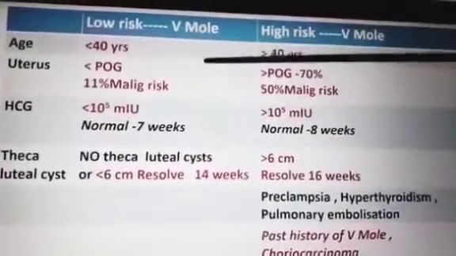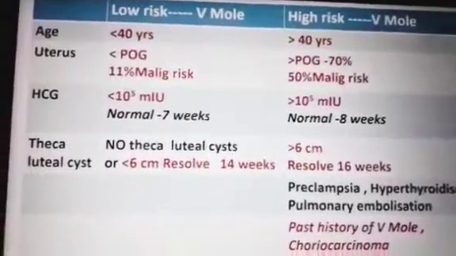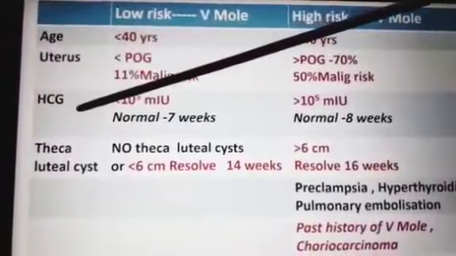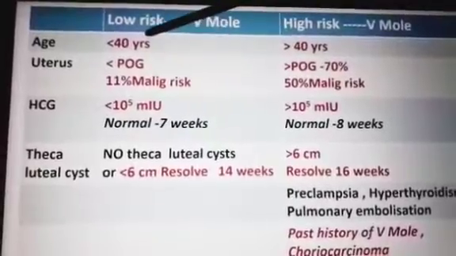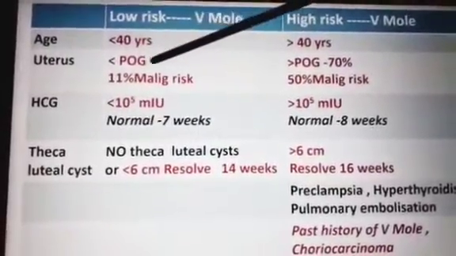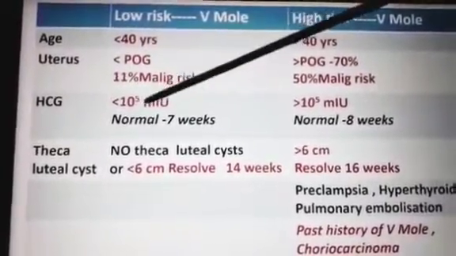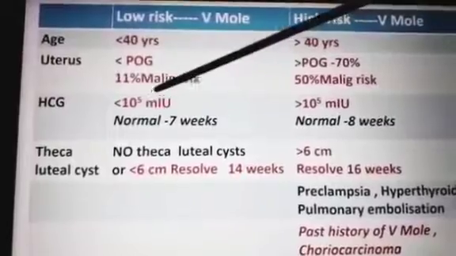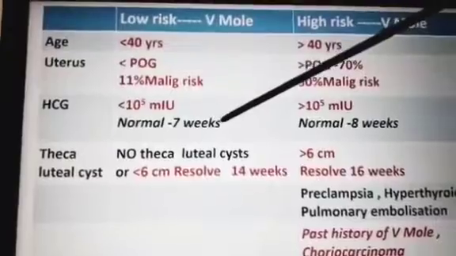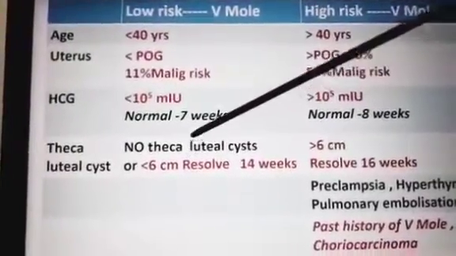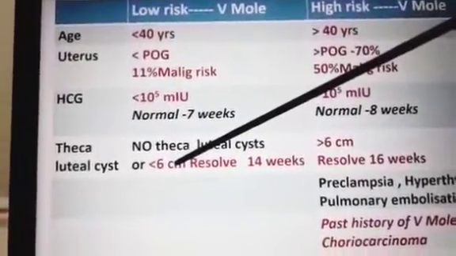So here we are discussing the features of low risk vesicular mole and high risk vesicular mole. The criteria are age, size of uterus, HCG and theca lutein cyst. In low risk cases, age is less than 40 years, height of uterus is less than the period of gestation, risk of malignancy is less, hardly 11%, and HCG level will be less than 10 raised to 5 milli-international units, and they return back to normal within 7 weeks. No theca lutein cyst, or even if they are there, they are less than 6 centimeters in size.